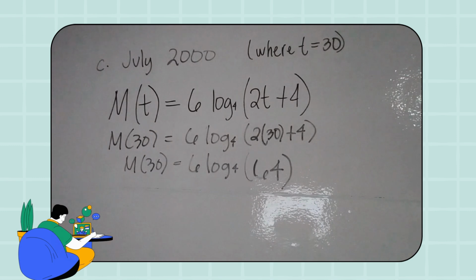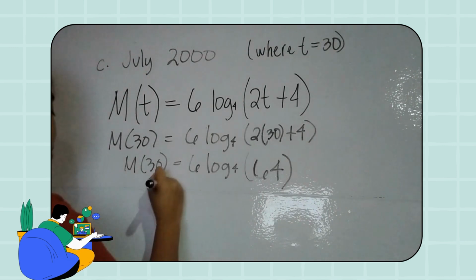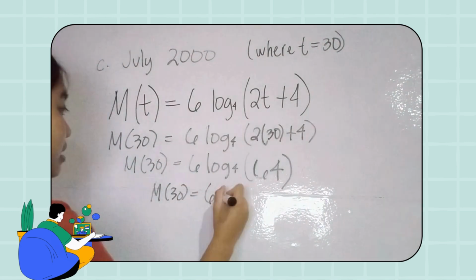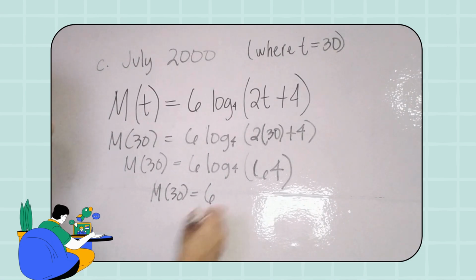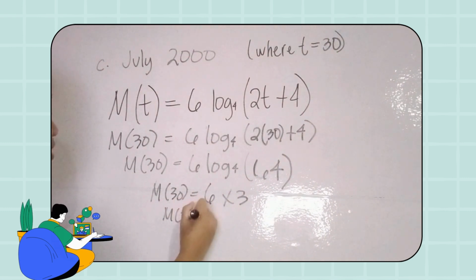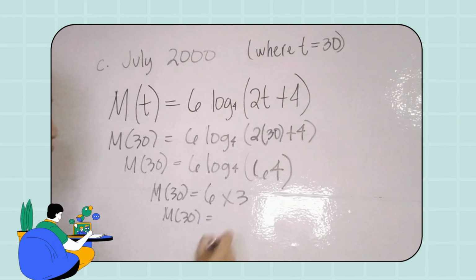We know that the logarithm base 4 of 64 is equal to 3, because 4 to the power of 3 is equal to 64. So we have m of 30 equals 6 times 3, which is 18.